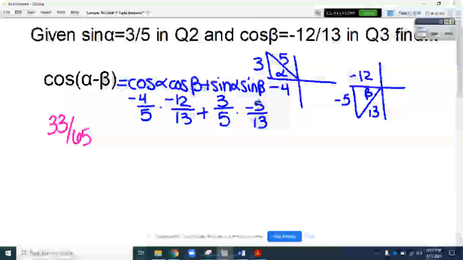Okay. From there, I'm just multiplying, multiplying, and then I add together and I get my final answer of 33/65. All right. I didn't write all my work out there, but the negative and negative makes a positive. So that's positive 48/65. 3 times -5 is -15/65. And that's how I subtract and get the 33/65.